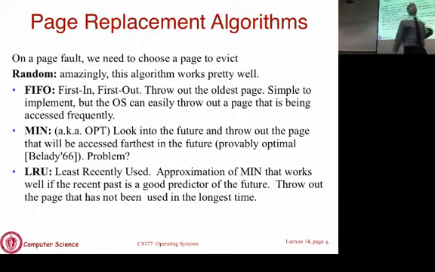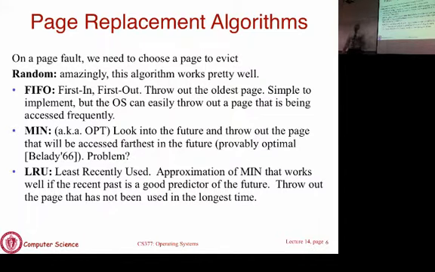We'll do the same thing. This MIN policy is optimal. It is going to minimize the number of page faults in the system, but it's not practical, which means you cannot implement it. How can we approximate it? That's what LRU will do. Least recently used policy. So it's an approximation of MIN.